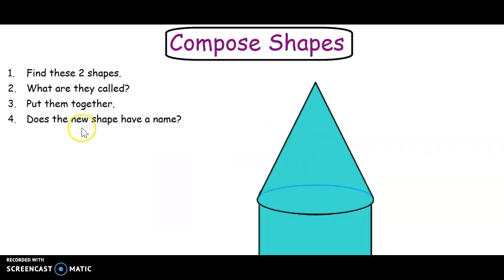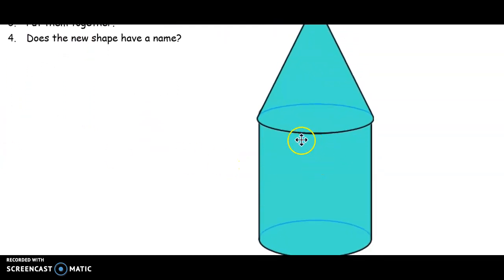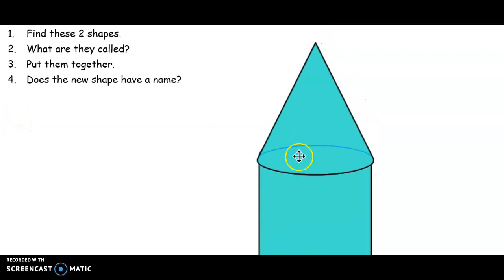Okay, we have these two shapes. What are they called? I can see that we have a cylinder here on the bottom and a cone on the top. And does this shape have a name that we created? Nope, this one doesn't have a name. It is not a shape when we put those two together. But to me, it kind of looks like a rocket ship.